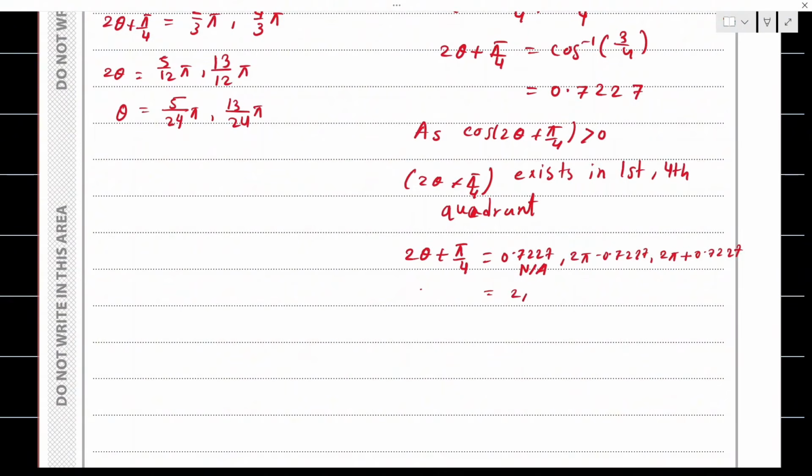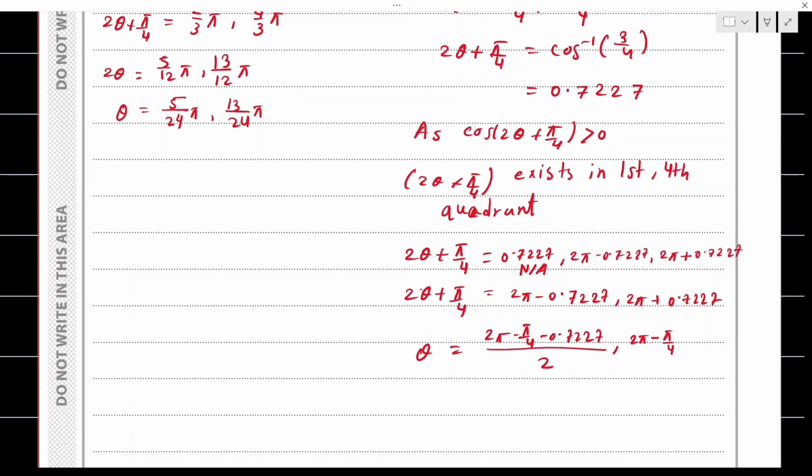So now I can simplify 0.7227 and 2 pi plus 0.7227. This is equal to 2 theta plus pi by 4. So theta would be equal to 2 pi minus pi by 4 minus 0.7227 divided by our value of 2. And for the second one we have 2 pi minus pi by 4 plus 0.7227 divided by our value 2. And this will give us 2.39 and 3.11 as our value.